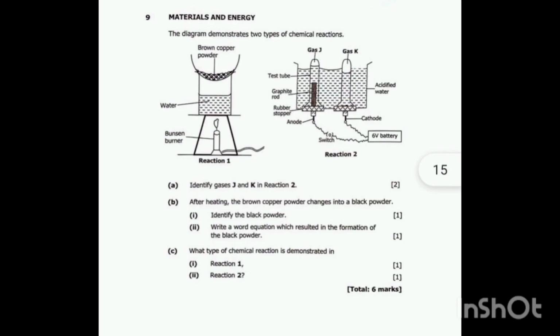Question C. What type of chemical reaction is demonstrated in reaction 1 and reaction 2? So the type of chemical reaction in reaction 1 is synthesis, since copper and oxygen, these elements, are combining to form a compound which is copper oxide. That's what we call a synthesis reaction. Then reaction 2, that is decomposition, since water molecules are being split into hydrogen and oxygen.